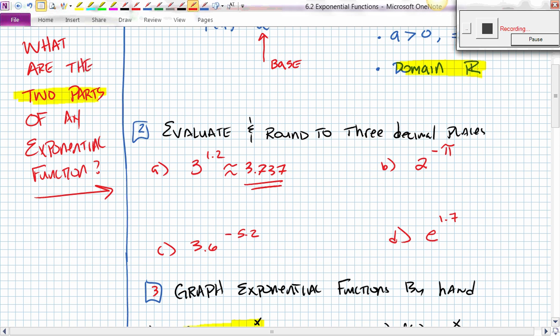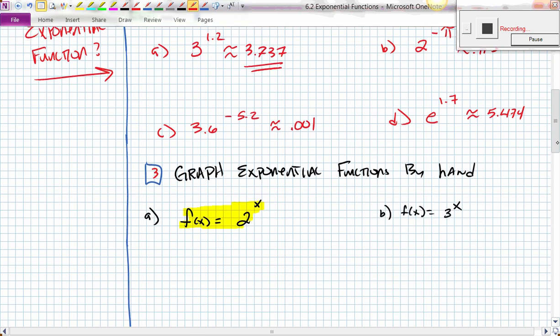So let's do B, 2 to the negative pi. Randy, what'd you get, buddy? Yeah, we got about 0.113. Do we agree? Yeah. Okay, who has part C? Yeah, Jonah. About 0.001, you are correct. And part D, did you find the little E button? Daniel, what'd you get? 5.474. Is that what you guys got? Yeah. All right, good. So you guys can evaluate on the calculator now.